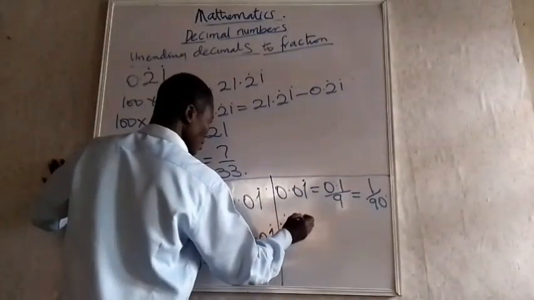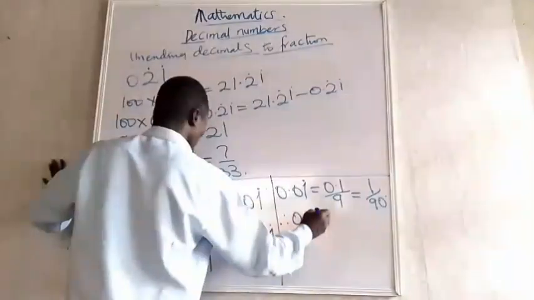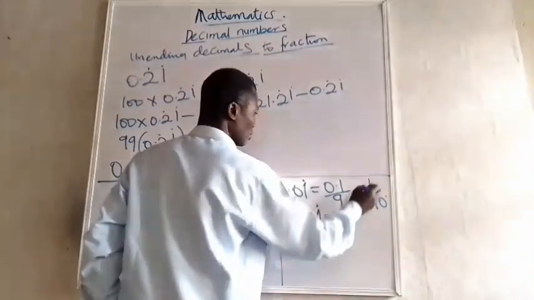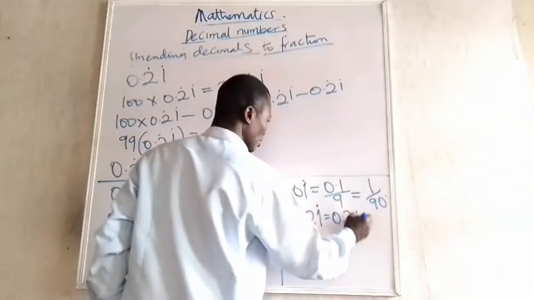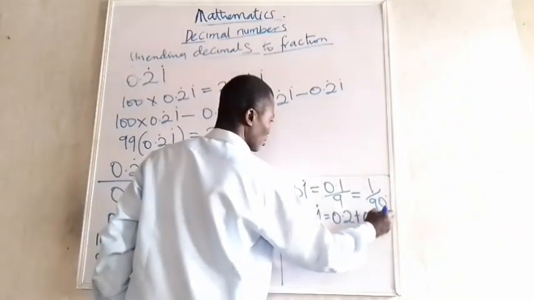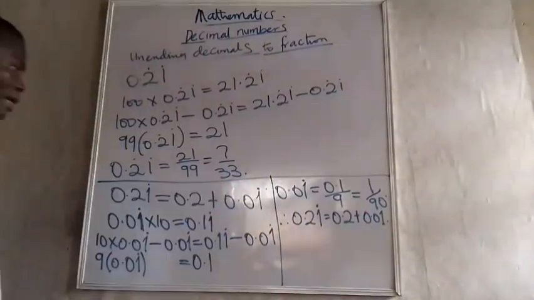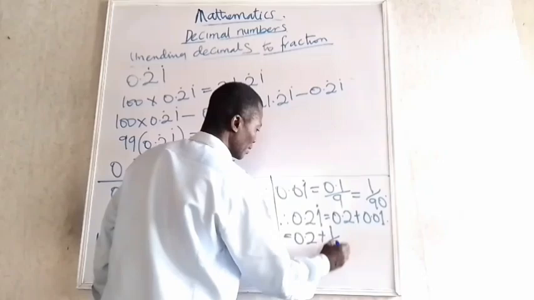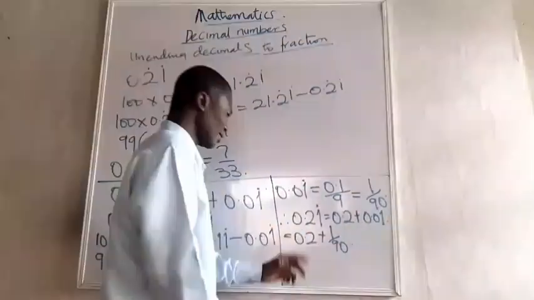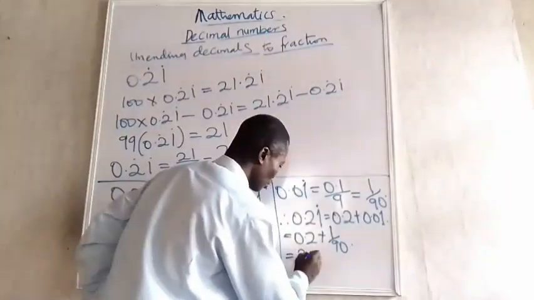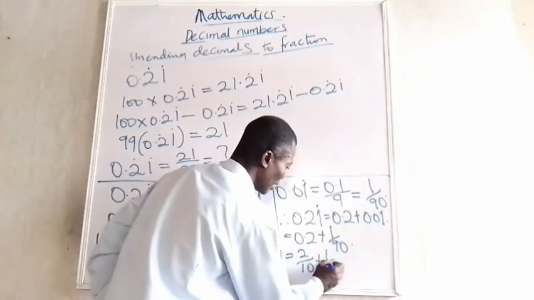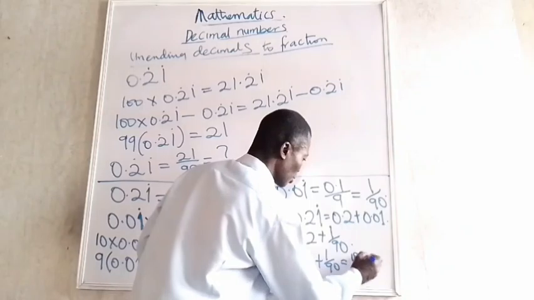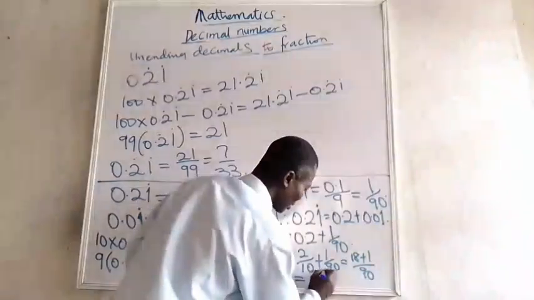Therefore, 0.21 will be equal to 0.2 plus 0.01. And that will give me 0.2 plus 1 over 90. By the time you look at this, it's going to be equal to 2 over 10 plus 1 over 90. So this will be 18 over 90, plus 1 over 90. And that will give me 19 over 90.